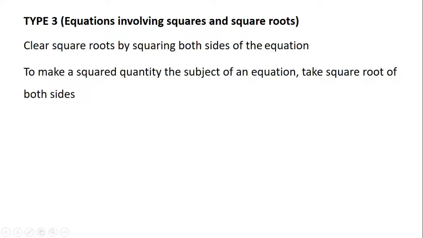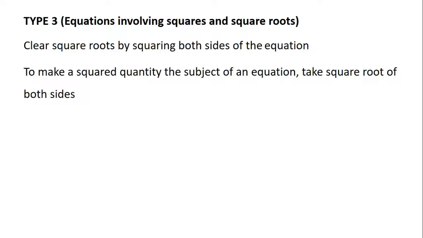We are still on the topic change of subjects. In the previous video, we learned how to change the subject of equations that involve fractions. In this video, we are going to learn how to change the subject of equations that involve square terms or square root signs. So, how do we change the subject of equations that involve square terms or square root sign? This is going to be type 3. The equation involves a square or a square root sign.